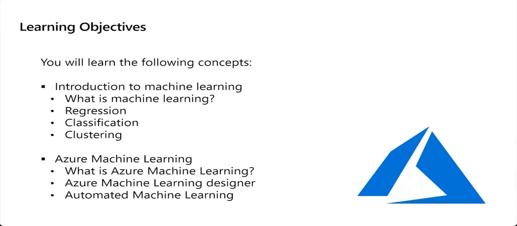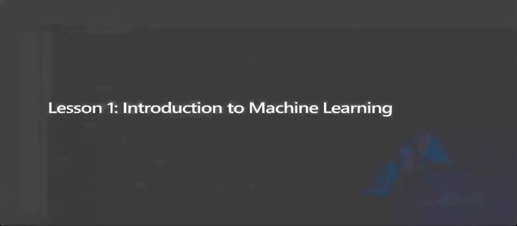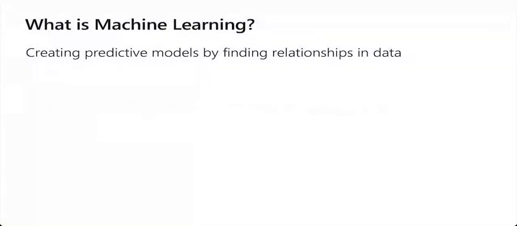But first, just what is machine learning? And the goal here again is not to teach you linear algebra. It's just to help you gain an intuition on how machine learning works. So, what is machine learning? Machine learning is creating predictive models by finding relationships in data.